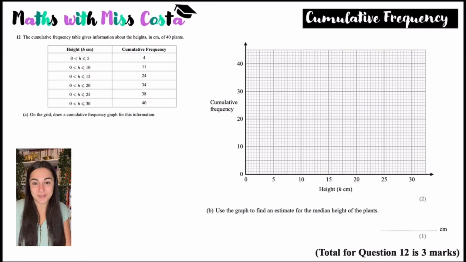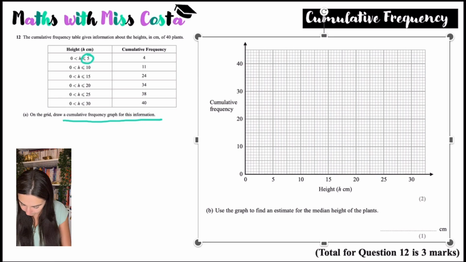So here we've got cumulative frequency, and all that means is like the running total. So you add everything that's come up and you keep it in a growing total. So the cumulative frequency table gives information about the heights in centimetres of 40 plants. On the grid, draw a cumulative frequency graph for this information. Okay, so when we're drawing cumulative frequency, we always want to plot it against the largest interval. So it's obviously going to be from 0 because it's a cumulative frequency, so the end point. So we plot it at 5 and 4.